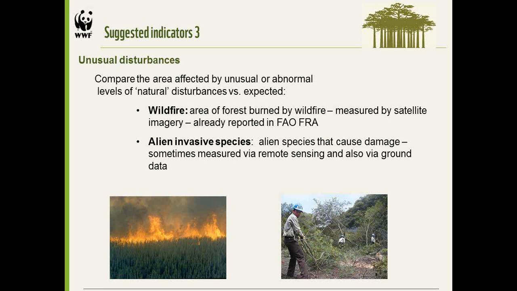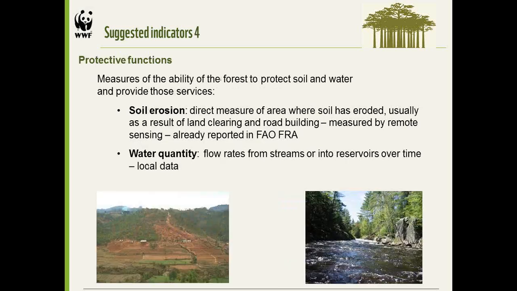And so we find that these two indicators together probably provide a pretty good indication of unusual disturbances across a landscape. Our fourth criterion and associated indicators we talk about protective function. And so these are the ability of the forest to protect soil and water and provide those services. And our two indicators are eroded soils and water flow or quantity.